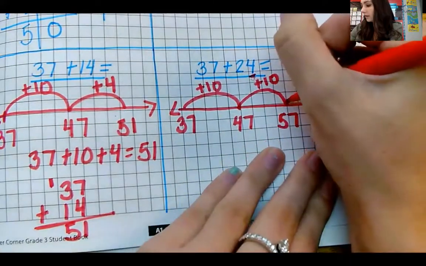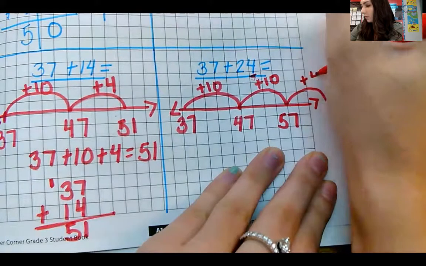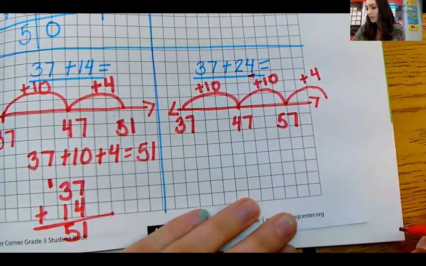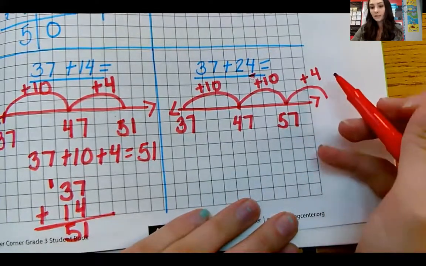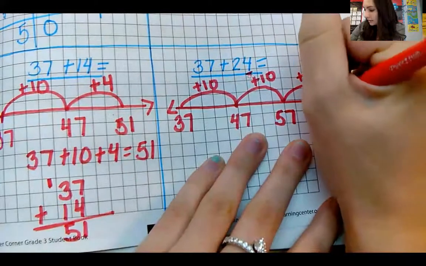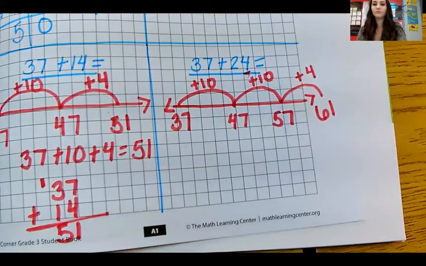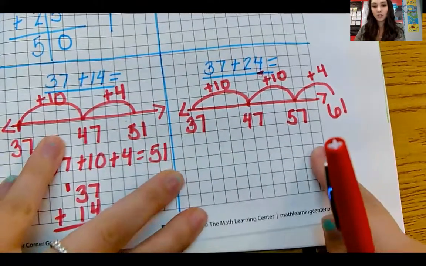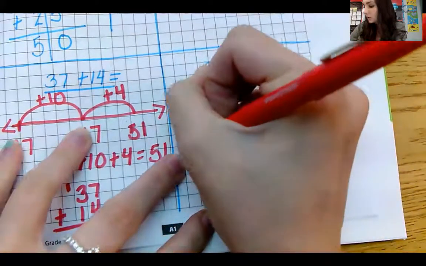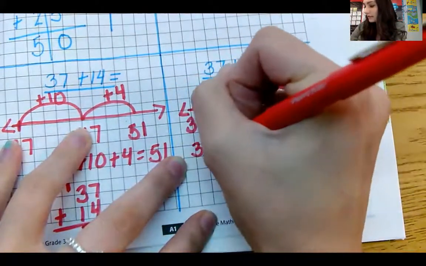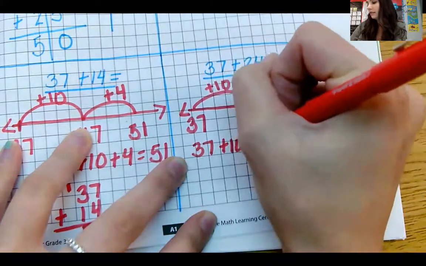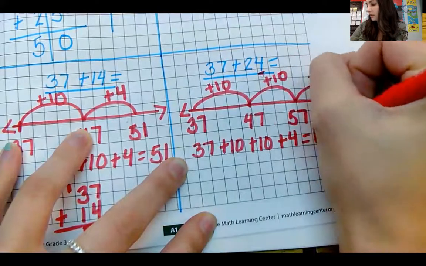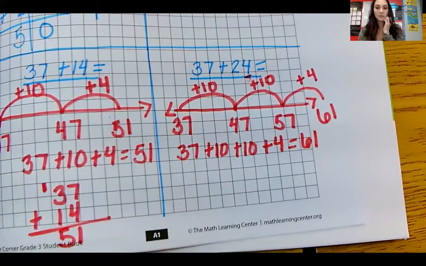So 57 plus 4 more. Again, you can count if you need to, or you already know the answer. That's great too. So 57 plus 4 is going to equal 61. Okay. So then I would write out my equation to show what I did on my number line. So 37 plus 10 plus 10 plus 4 equals 61. That's what I did on my number line.